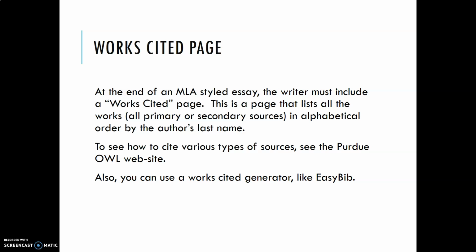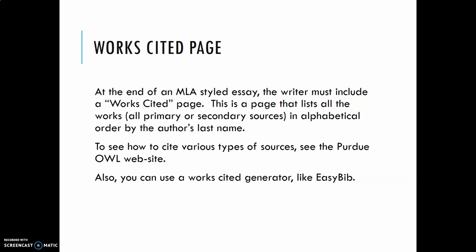The best place to search for information about how to do MLA or how to do works cited pages in MLA is the Purdue OWL website. I think it's the easiest website to use to give examples of different types of sources and how they're cited. But you can also, if you've used them before, use a works cited generator like EasyBib or NoodleBib.